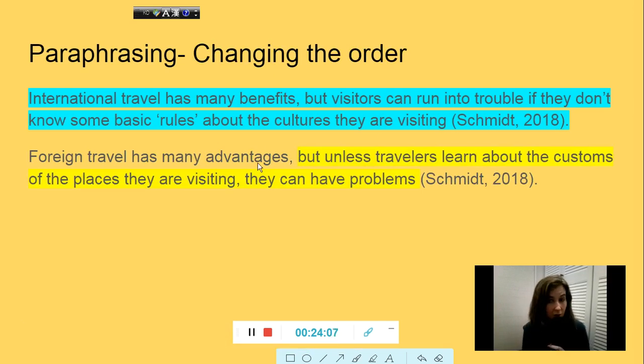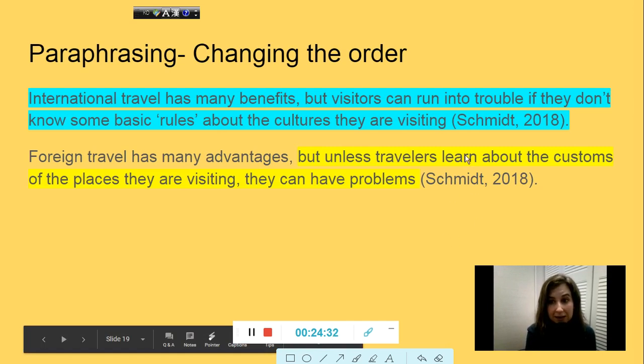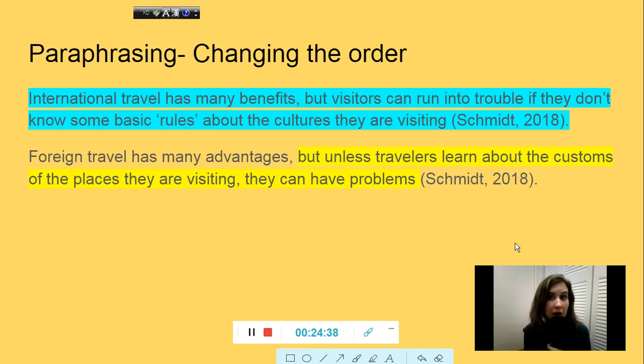Another one was changing the order. You can see they moved the clause to the front. Foreign travel has many advantages, but unless travelers learn about the places, about the cultures they are visiting, they can have problems. So you can see how they changed it into a different clause there. And again, you have to put the writer's name, or the name of the person who said it. That's the most important thing, that you have that information. So that's just a review from last week.